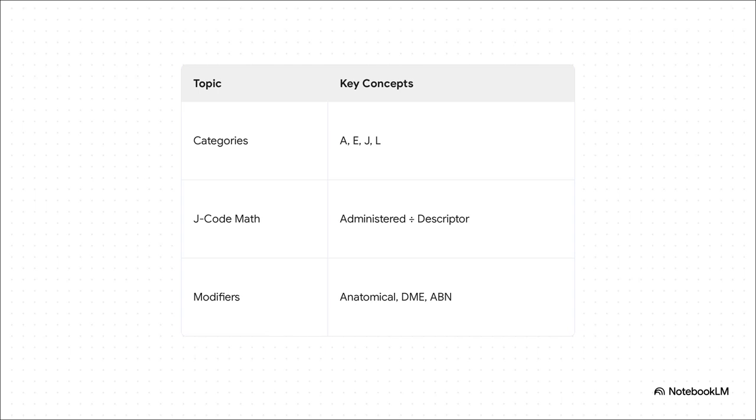Okay, we've covered a massive amount of ground today, so I highly recommend you take a quick screenshot of this one-page summary cheat sheet. It pretty much wraps up everything you need to conquer the HCPCS Level 2 section on the CPC exam. It's got our high-yield category mnemonics, that critical 3-step J-code math formula, and all the essential anatomical, DME, and ABN modifiers. Seriously, save this to your phone and give it a look before test day.